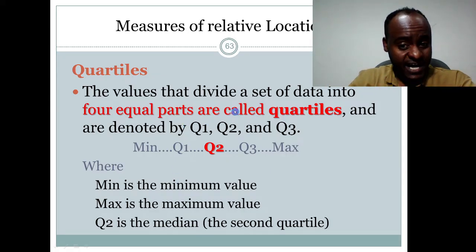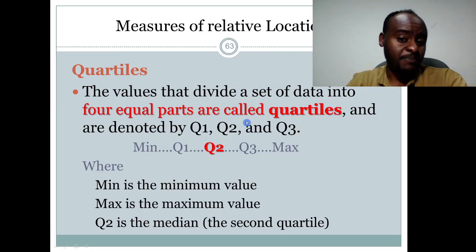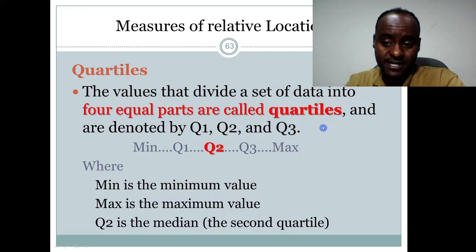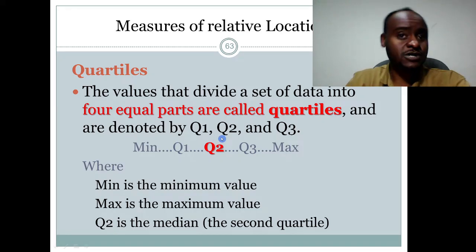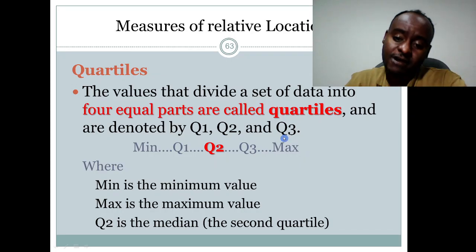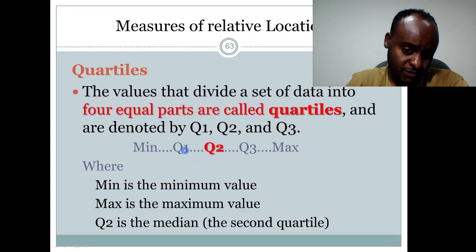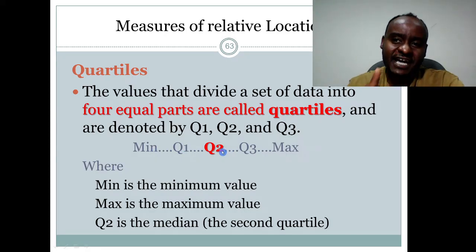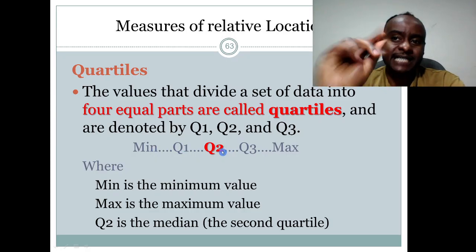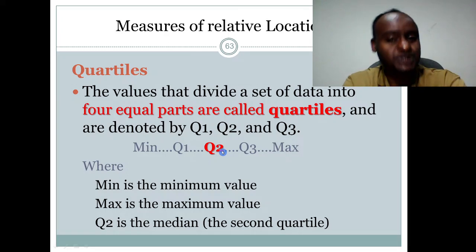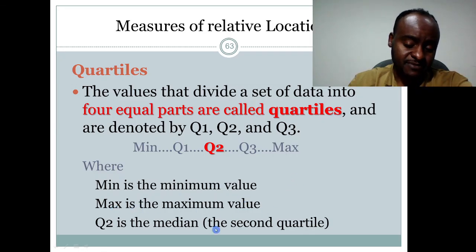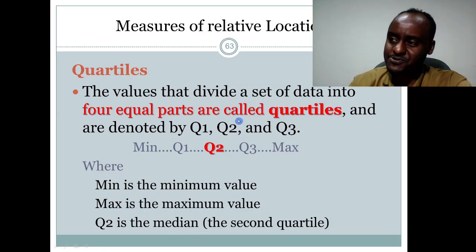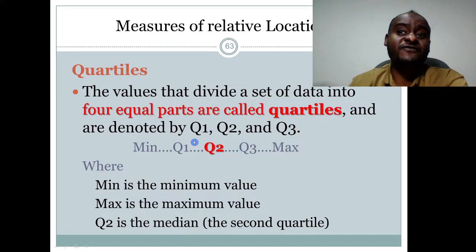The values that divide a set of data into 4 equal parts are called quartiles and are denoted by Q1, quartile 1, Q2, quartile 2, Q3, quartile 3. Of course, arranging your data set in ascending order is the first task that you need to do. So min is the minimum value, max is the maximum value, and Q2 is the median. The same is true here: Q2 is of course the 50th percentile.